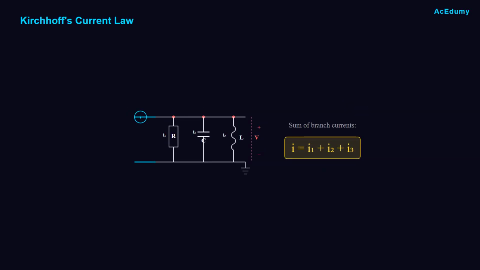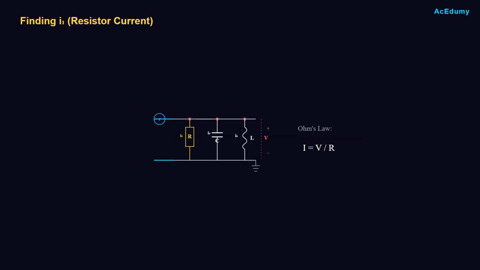Now let's analyze the circuit. The main current I enters the parallel combination and splits into three branches. By Kirchhoff's current law, the sum of currents entering a node equals the sum leaving. So, our main current I equals I1 plus I2 plus I3, where each represents the current through the resistor, capacitor, and inductor respectively. Let's find each branch current, starting with I1 through the resistor.